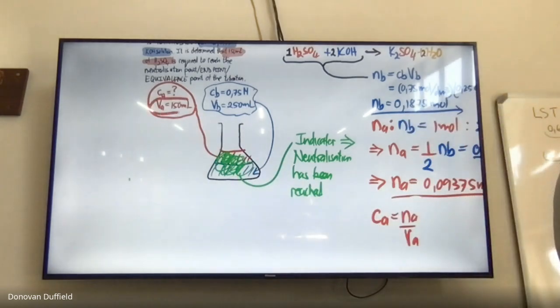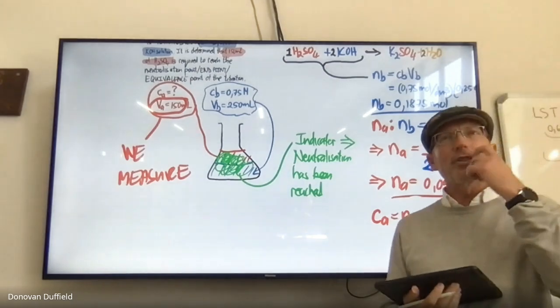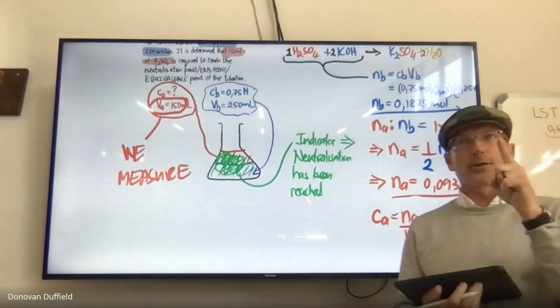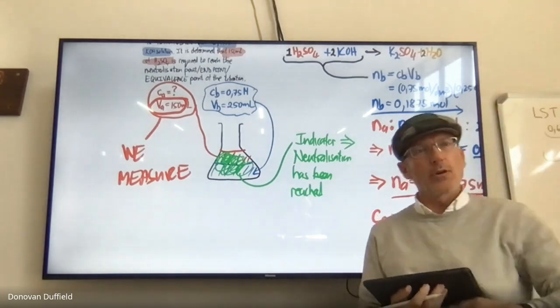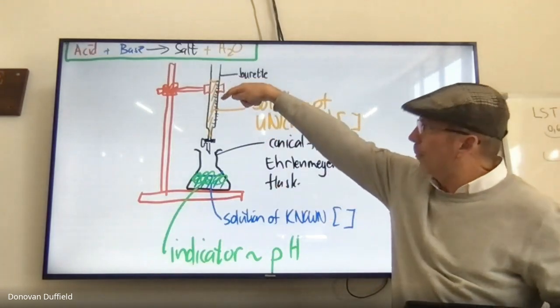This is what we measure in a titration. We measure the volume of the solution with the unknown concentration. We physically measure it. We drop it into the Erlenmeyer, the unknown, drop by drop.